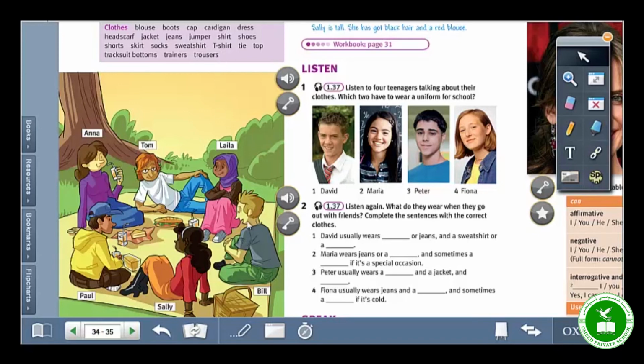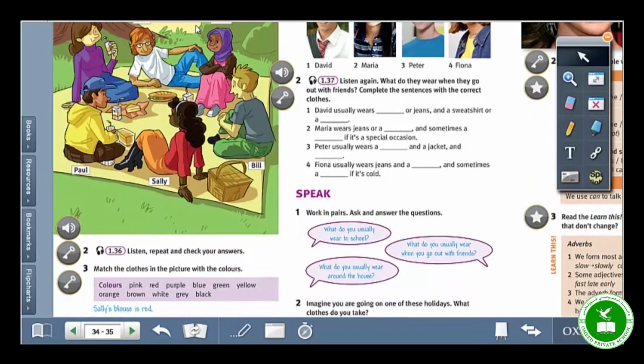Do we have a t-shirt here? Okay. Have to find. Tie. Do we have a tie here? In Pashto, what do we call tie? In Pashto we say necktie. Top. Do we have a top here? Tracksuit bottoms, trainers, and trousers. Find these words and match them with the clothes. Okay? And also, there are a lot of clothes which are not illustrated here. Okay? So, come to the next part.